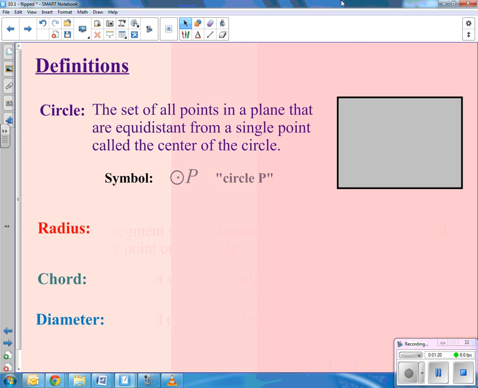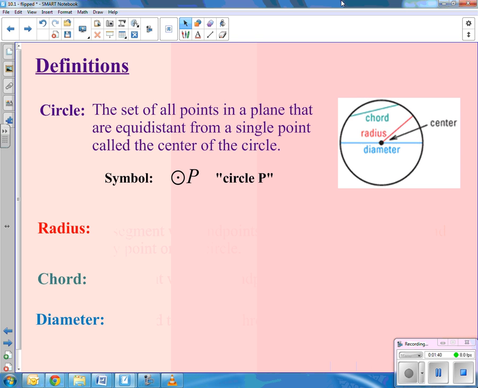Now, we do use some symbol notation here. If you draw a circle with a dot in the center and then put a letter next to it, we are identifying the center point, and that's the name for the circle. So circle P would be the name if we saw this symbol. Now I'm going to reveal a diagram over here on the right to help us with the rest of these vocabulary terms.